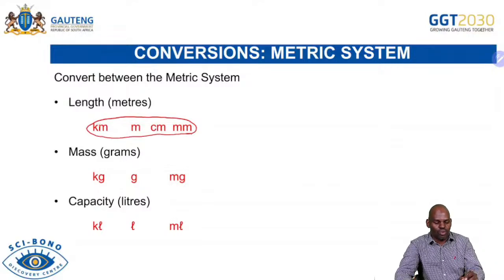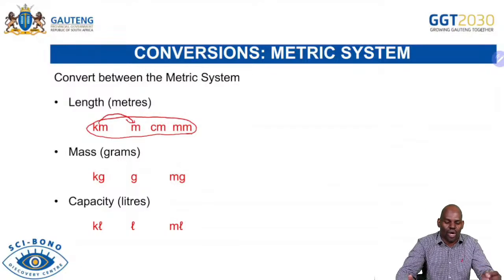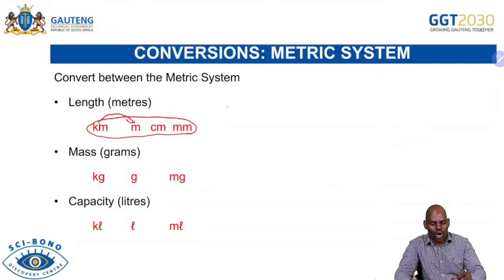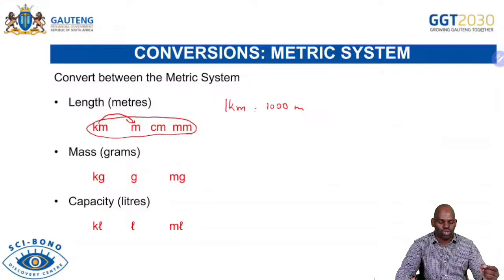For instance, if you want to convert from a kilometer to a meter, something you should know is that obviously 1 kilometer is equal to 1000 meters. So that means if you want to convert from a kilometer to a meter, you multiply by 1000. But if you want to convert from a meter to a kilometer, you divide by 1000.